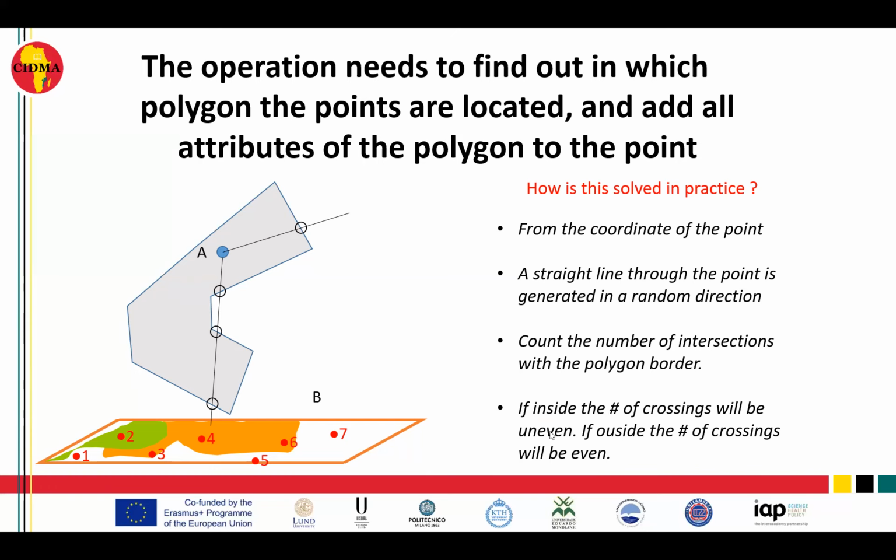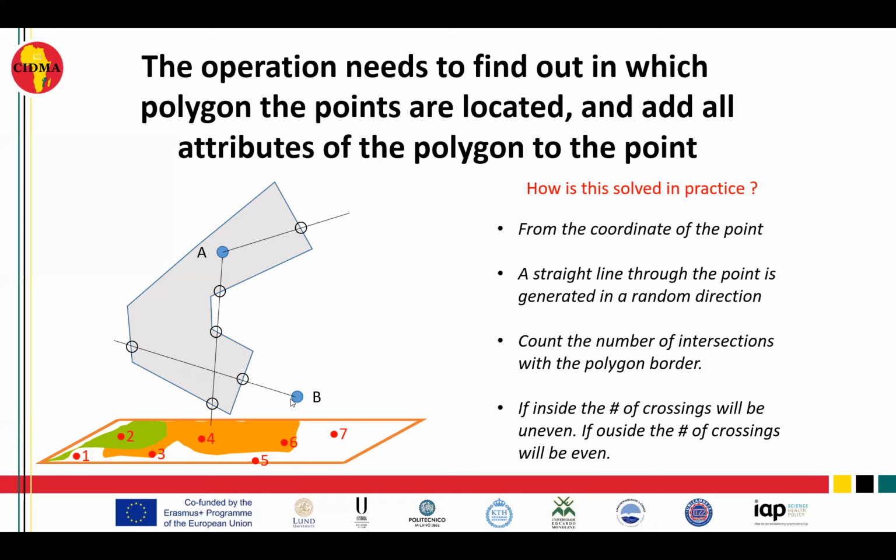If it's inside, the number of crossings will be uneven. If the line is drawn in this direction, the program will only find one intersection point, that's uneven. So that tells the program that the point is inside that polygon. Or if it goes in that direction, we will see that with 1, 2, 3 crossings, it's still an uneven number that tells the program.